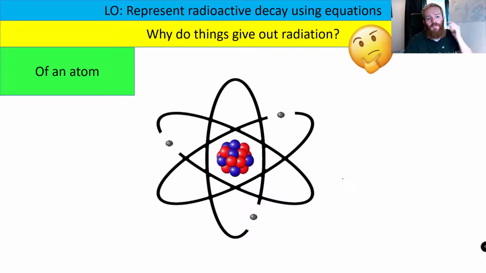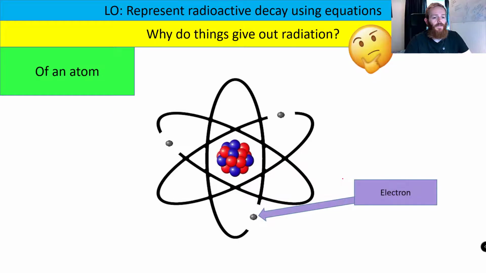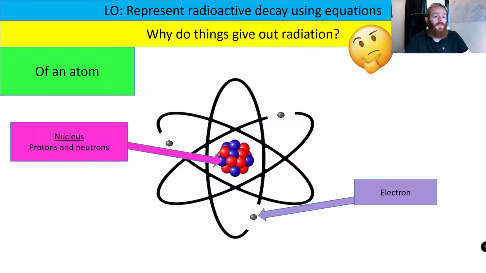Let's have a quick recap of the subatomic particles that you find in an atom. This is an electron, and it orbits around the outside of a nucleus, and this is the nucleus in the middle, and it's full of protons and neutrons. Don't worry too much about the colours, they're just to show that there's a difference between protons and neutrons. They're not actually different colours in real life. These protons and neutrons make up the nucleus.